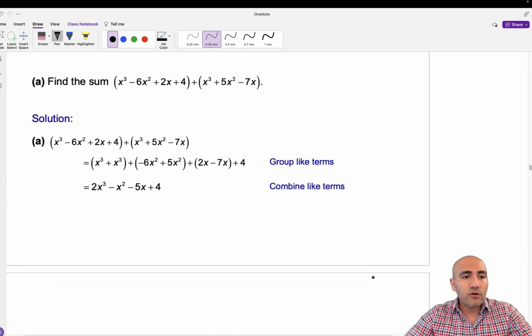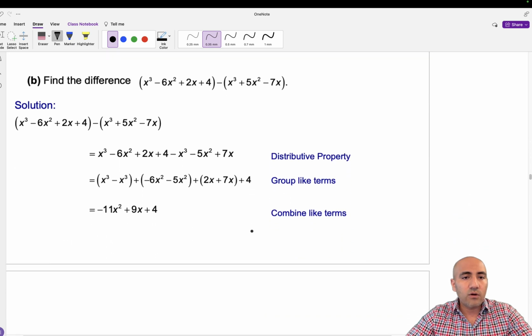So this is what your author did as a solution. For the first one, we have an addition of two polynomials. Your author brought together the x cubed plus x cubed to give us 2x cubed, and then the minus 6 plus 5 to give us minus x squared, and the 2x minus 7x to give us minus 5x, and then again with the 4. So that's the answer to the first one.